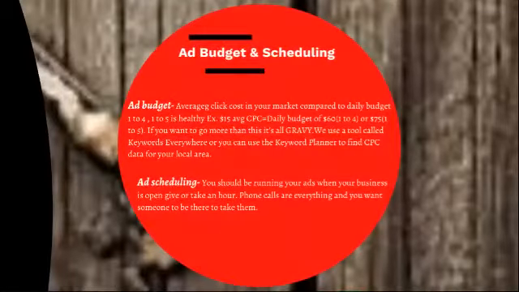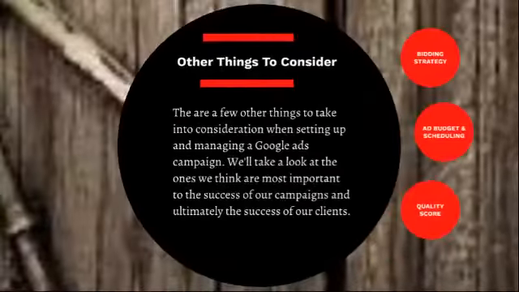Ad budget and scheduling. Your ad budget should be the cost of click in your market compared to your daily ad budget. So 1 to 4, 1 to 5 is a healthy range. Example, $15 CPC, your daily ad budget would be $60, 1 to 4. Everything over that is great, guys. And you can find your CPC data for your local area in the keyword planner. And your ad scheduling, you should be running your ads when your business is open. Okay, guys, phone calls is the name of the game here, and we want people answering the phone.